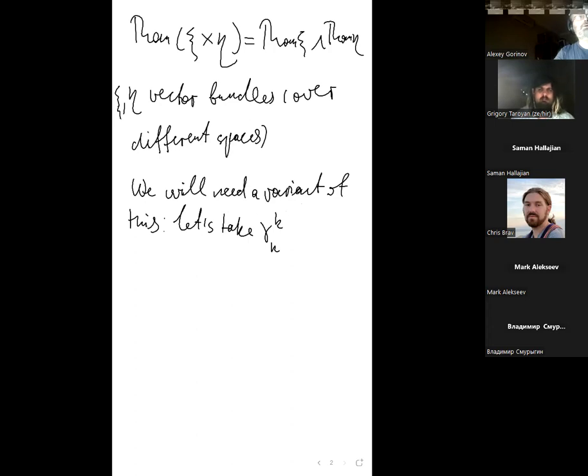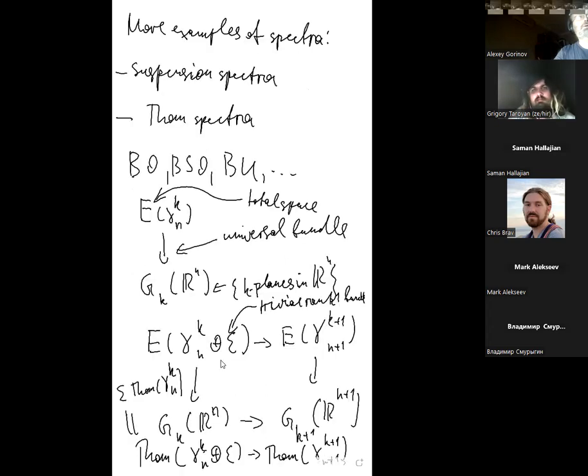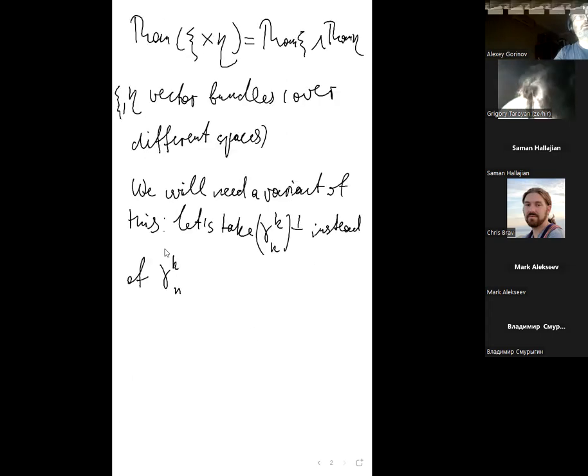Okay, well, I will write gamma. Okay, so instead of the tautological bundle, let me take the orthogonal complement. Let's see if it is the right notation. Yes, k upstairs and downstairs. Okay, so the orthogonal complement. Orthogonal complement where? Well, inside the trivial rank n bundle.